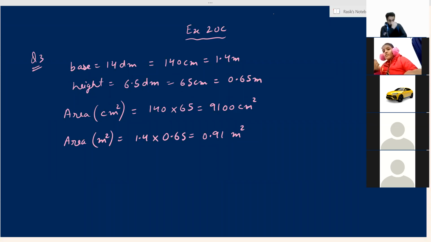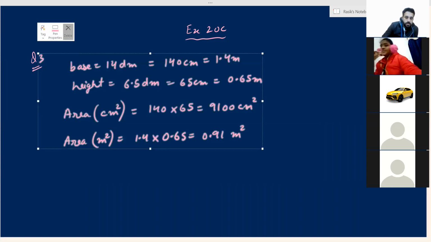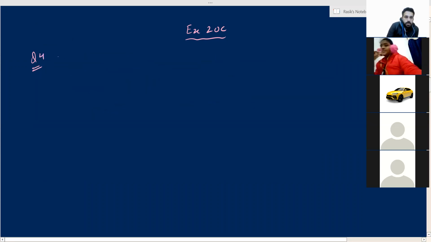In the next one, we have to find the height of a parallelogram whose area is given. Base is given, area is given, height is not given, so we have to find the height. Height is area upon base. The area of the parallelogram is given as 54 centimeters square and the base is 15 centimeters.